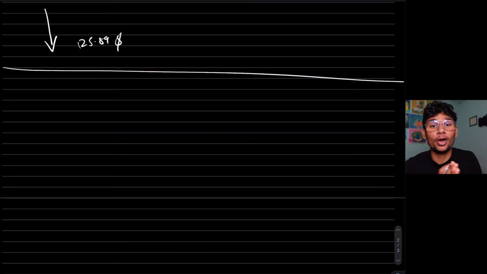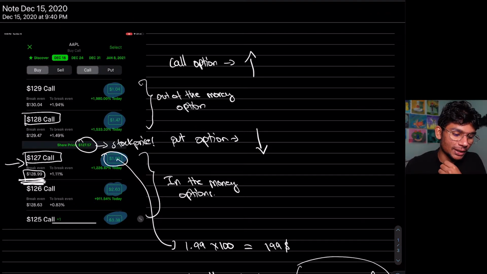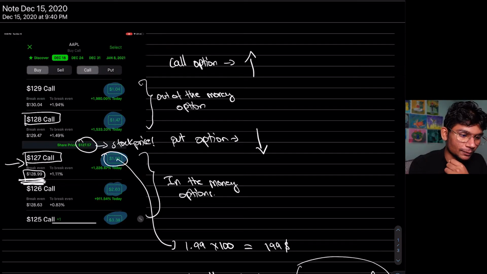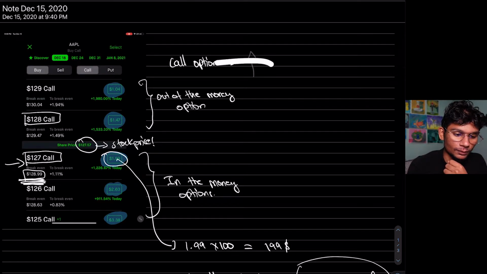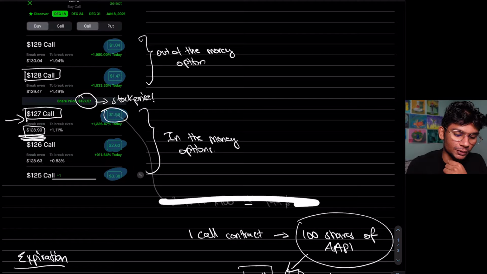Now, I hope you understand what a call option is and what a put option is. Now, let's go into what in the money options and out of the money options are. I'll take you back to the call option because I want to make sure you understand this. Let's get rid of all of this, and just focus on in the money options and out of the money options for now.